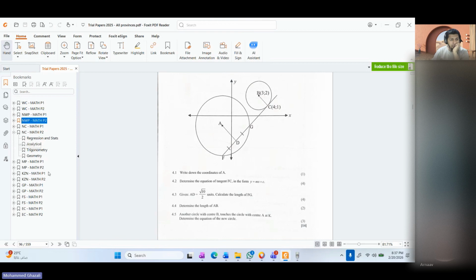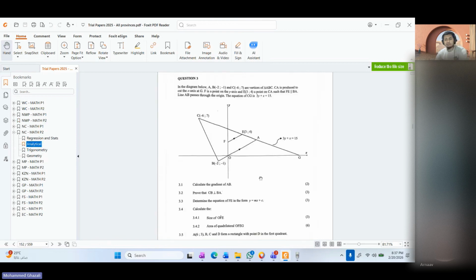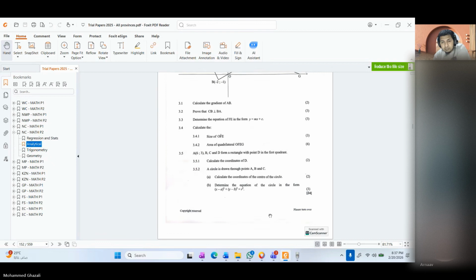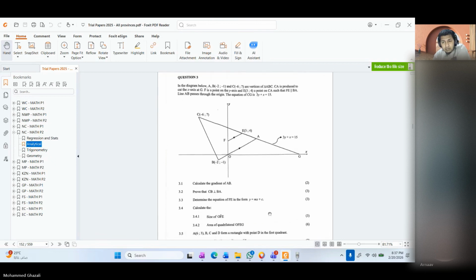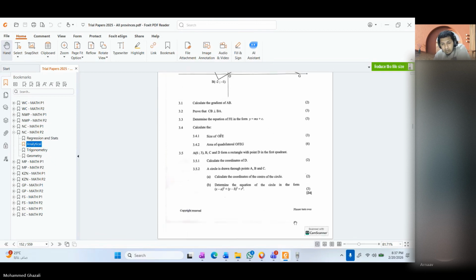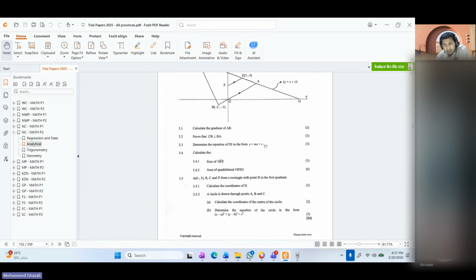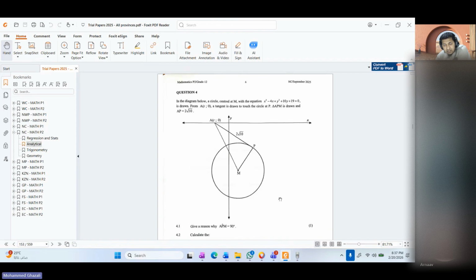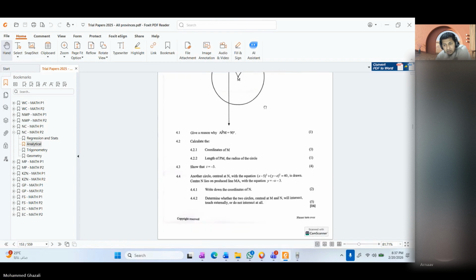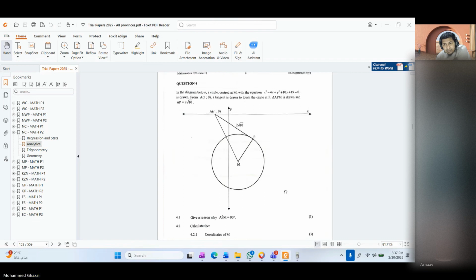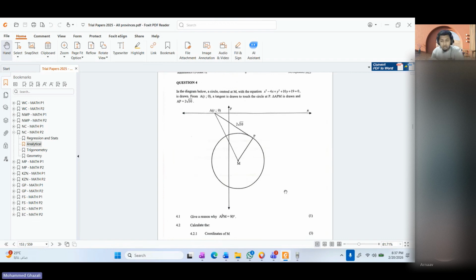We move on to another paper, analytical. Now they have, in this, the equation of the circle appears right here. Okay, no, this is a better question. So this is Northern Cape.